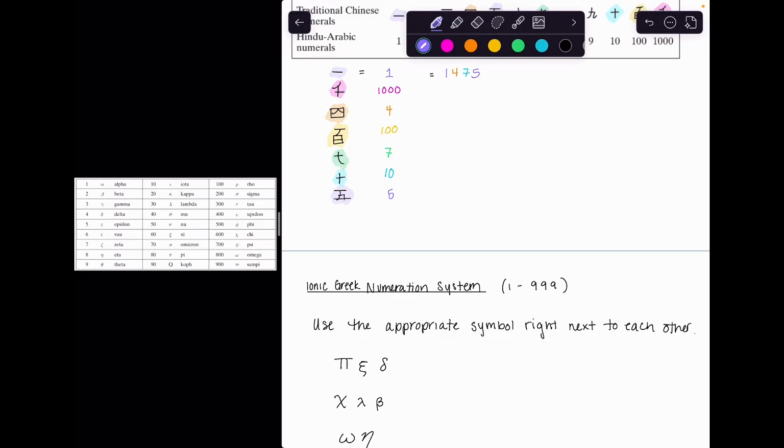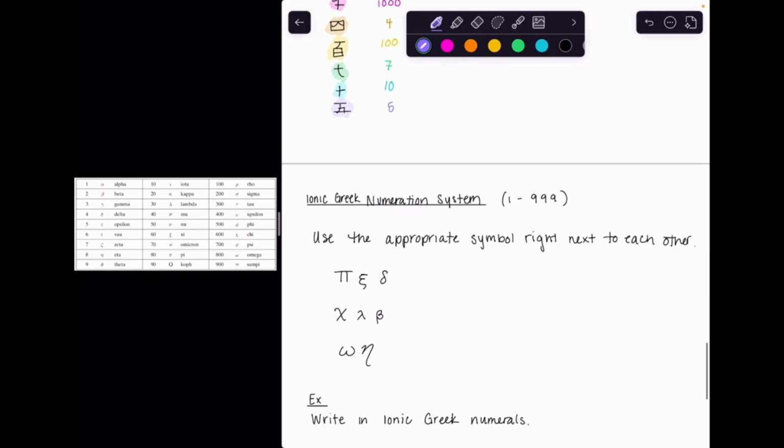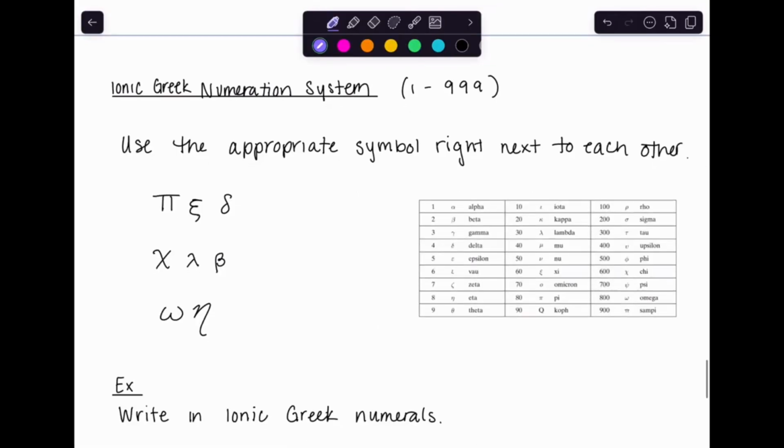Then moving on to the 100 symbols, we've got rho, sigma, tau, upsilon, phi, chi, psi, omega, and sampi. So all you're going to do in the case of the Ionic Greek number system is you write those symbols next to each other to represent the number itself. So I'm going to go ahead and add this photo in here to make it a little bit simpler.